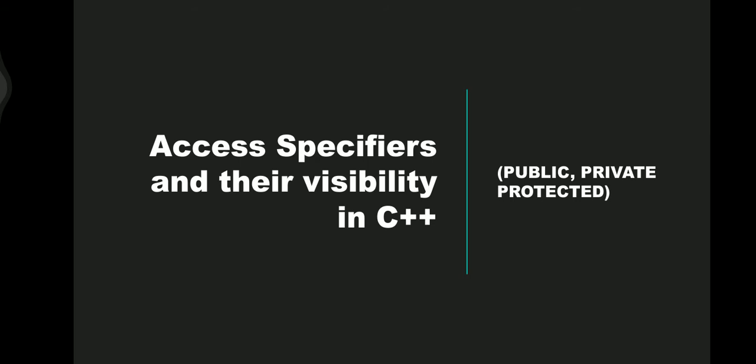Private, public and protected are the keywords which are called access specifiers, and they define the accessibility and visibility of the class members. By default, the class members are private. So if the visibility labels are missing, then by default all the class members are private.